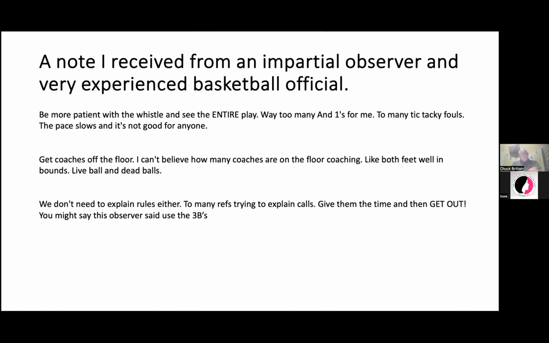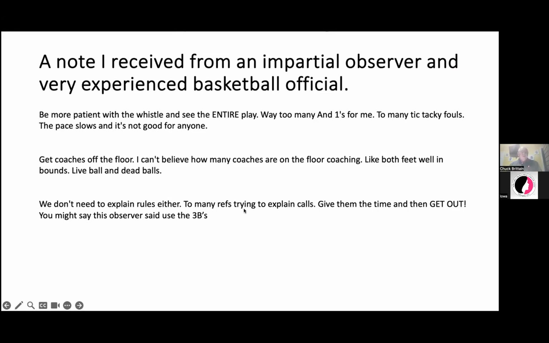And they're seeing coaches on the floor. This particular observer says, I can't believe how many coaches are on the floor coaching, both feet well in bounds, live ball and dead ball. We just need to ask them to get back and stay off the court if they're getting out on the court. So pay attention to those benches. I know you don't want to monitor them, but that's what we need to do.